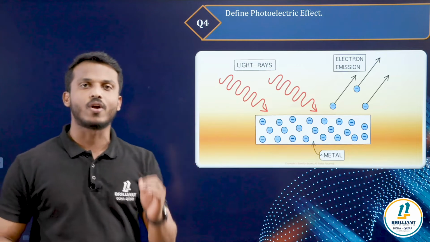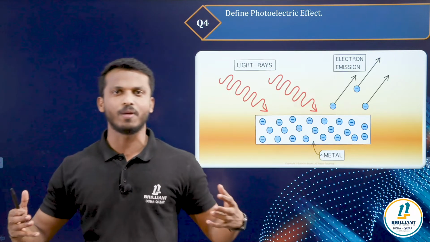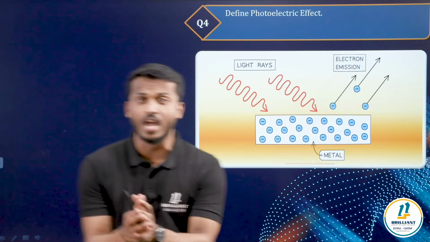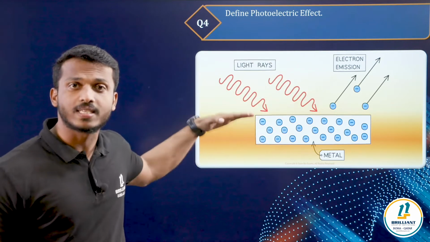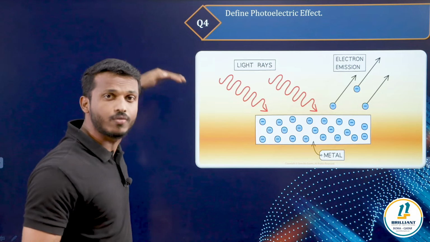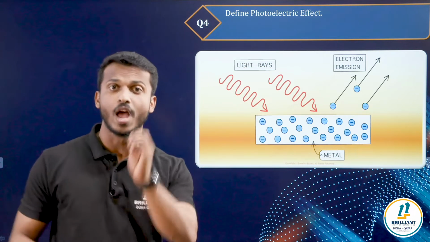This process is known as what? Photoelectric effect. Can you make this effect into a definition? What do you mean by photoelectric effect, all of you? It is the ejection of an electron from a metal surface when a radiation with a sufficient frequency falls on the metal surface. Is known as what?